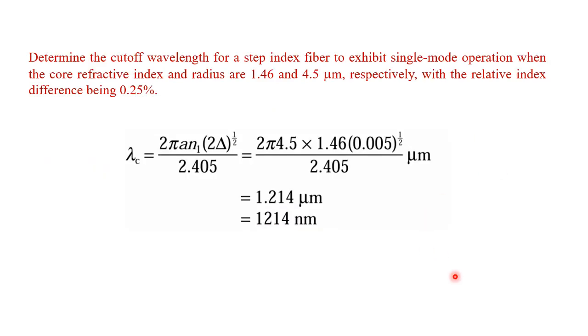Let us have a numerical problem. Determine the cutoff wavelength for a step index fiber to exhibit single mode operation when the core refractive index and the radius are 1.46 and 4.5 micrometer respectively, with the relative index difference being 0.25%. So lambda c equal to 2 pi a n1 root over 2 delta by 2.405. Putting the value, you will get 1214 nanometer. So this is the cutoff wavelength for this particular fiber.